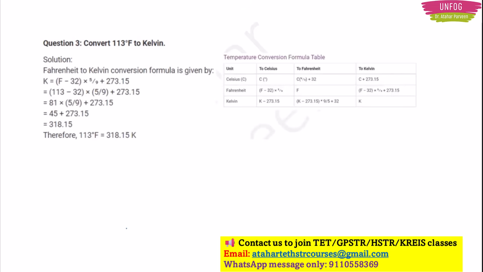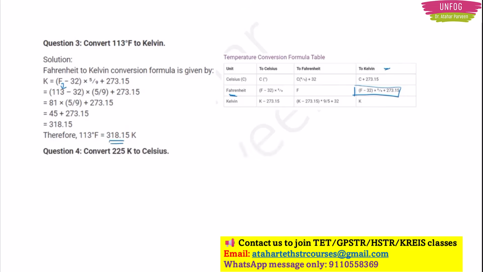Next, convert 113 degree Fahrenheit to Kelvin. What do you do here? You use the table. What is the formula here? You want to convert the Fahrenheit into Kelvin, right? This is the Fahrenheit. Now you have to convert it into Kelvin. So this is the formula you have to use: F minus 32 into 5 by 9 plus 273.15. Just substitute the values. Write 113 in place of F and then you simplify, you get the answer. Here it is approximately equal to 318 Kelvin.